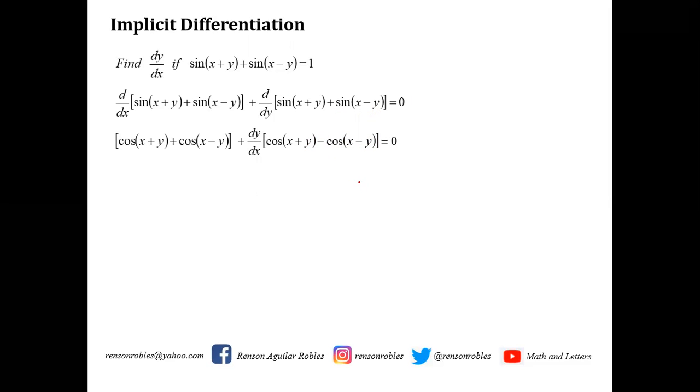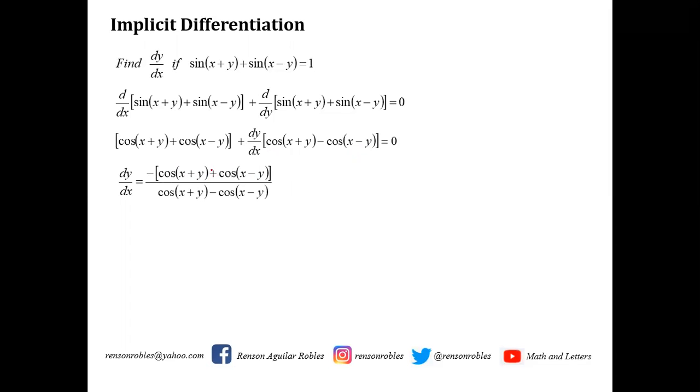And then the next thing to do is to isolate dy/dx, and that can only be done if we transpose this to the right side, leading us to negative times the quantity cos(x + y) + cos(x - y), and then you just write this in the denominator.